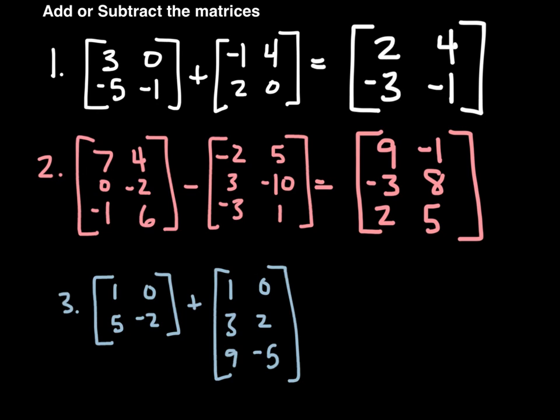In the last example, whenever we go to add, we're missing a row here. So there's nothing to add to this 9 or negative 5. Because they're not the same dimensions, we cannot add.